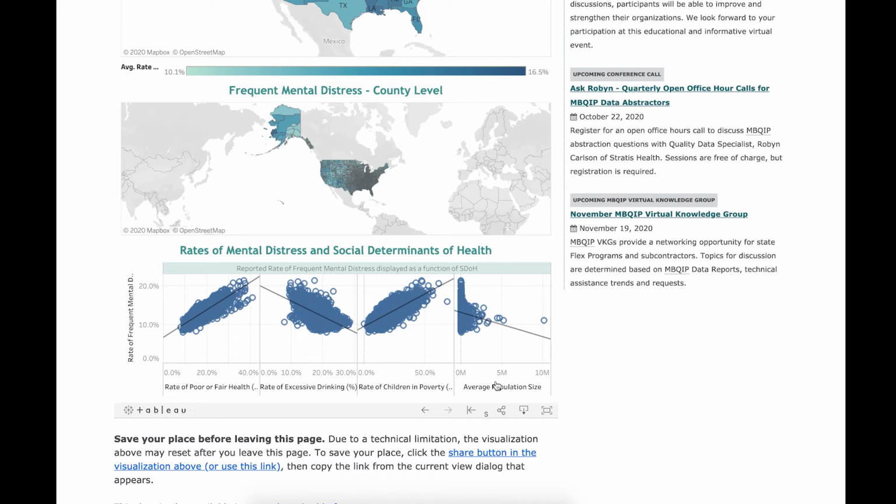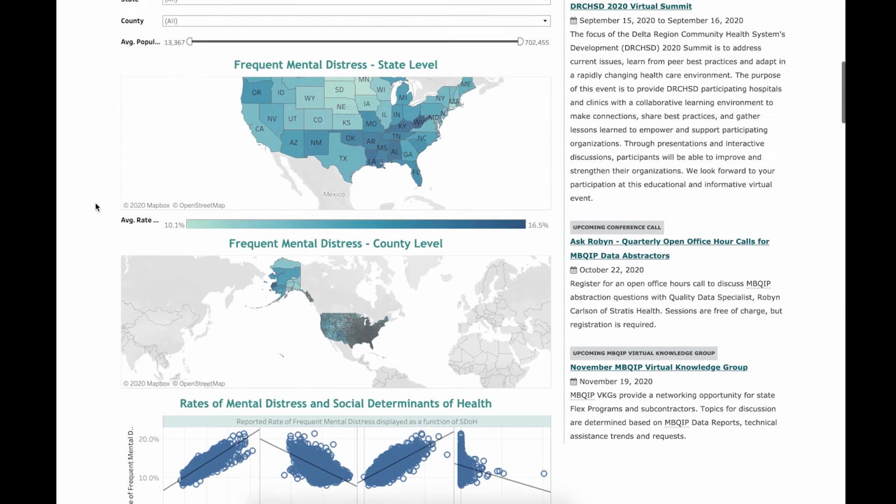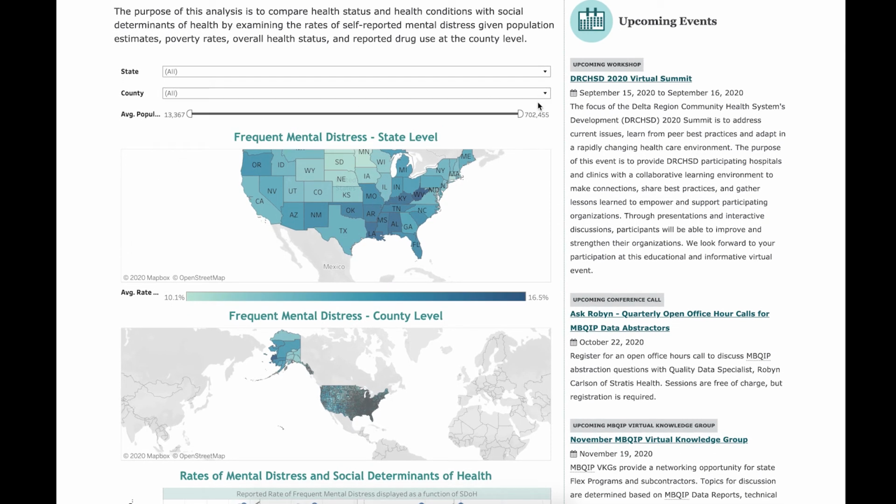Using this dashboard, we can filter data to a range of population size of interest. For this example, we evaluate two subsets of data. We limit the scope of our data to county population size of 13,367, which is the lowest in our data, and 20,000.